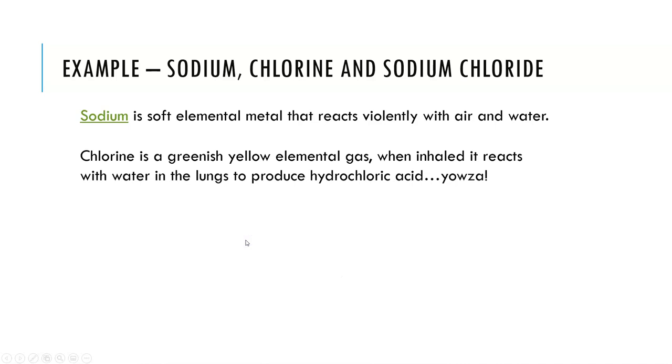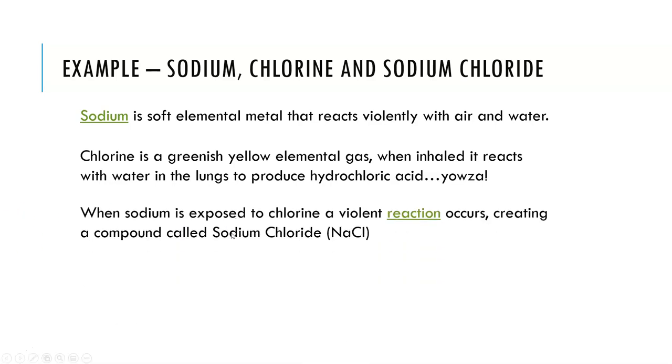Chlorine is a greenish-yellow gas. Now, sodium and chlorine are both elements that you can find on the periodic table. When chlorine is inhaled, it will react with the water in your lungs and produce hydrochloric acid, which would dissolve your lung tissue and be a very painful way to go. Chlorine was actually used as a chemical weapon back in World War I. They stopped using it because they couldn't really control the wind, and sometimes when they released that chlorine, the wind actually pushed that gas back into their own trenches.